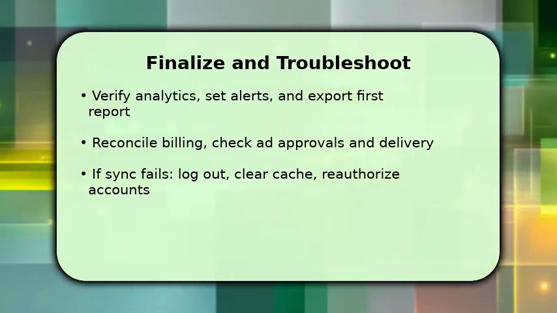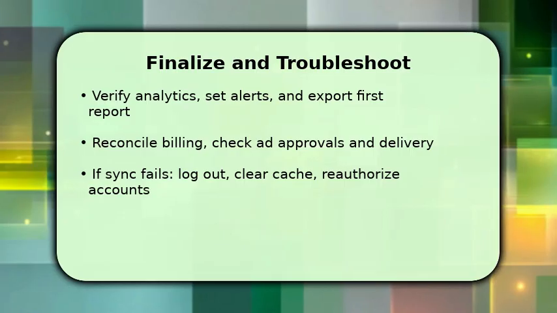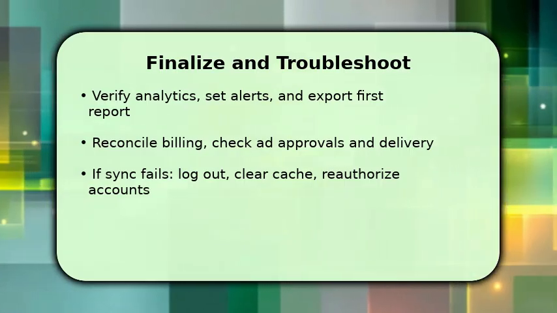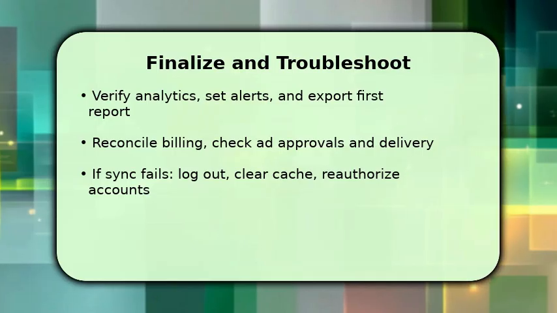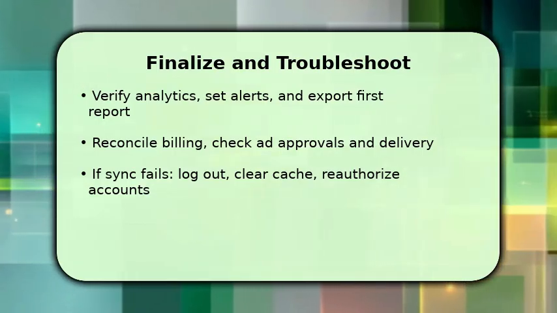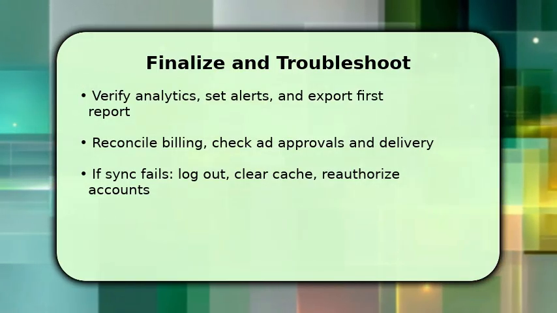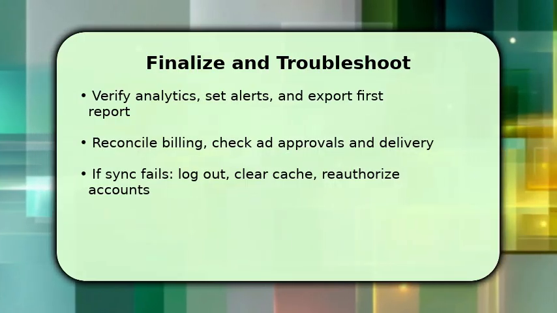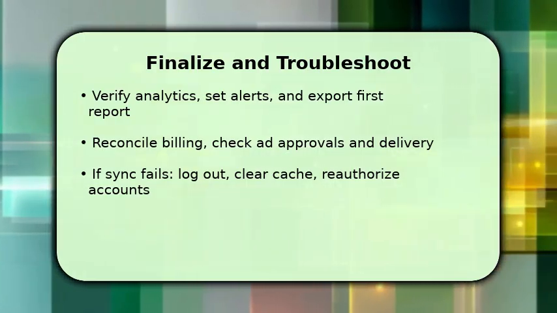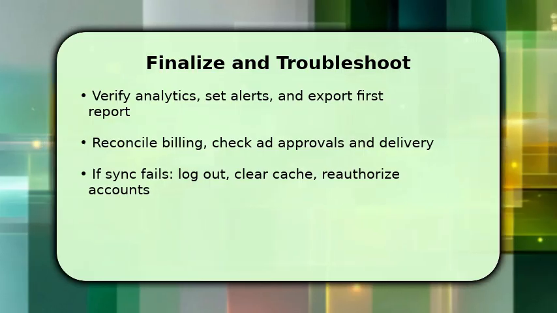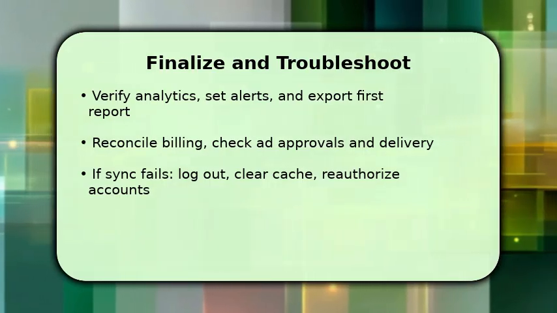Reconcile billing and review ad approvals to ensure campaigns are running and funds are allocated correctly. If something goes wrong, try a targeted troubleshooting step. Log out, clear the app cache, and reauthorize the connected accounts. This resolves most sync and permission errors. If issues persist, contact support with the report and steps you took.